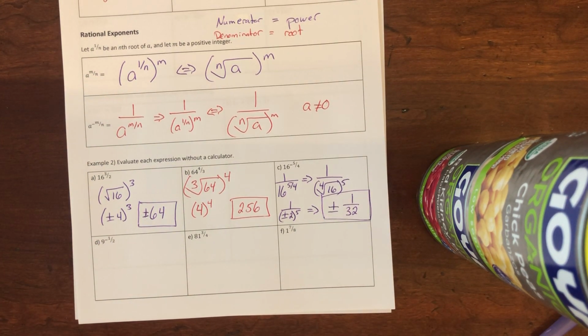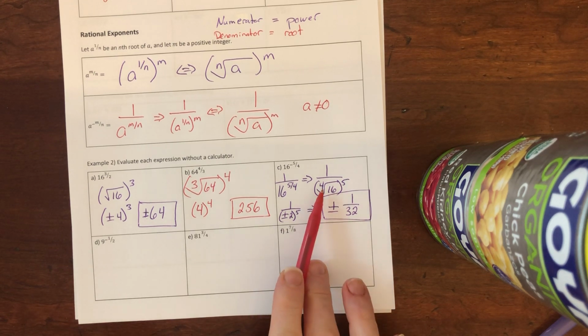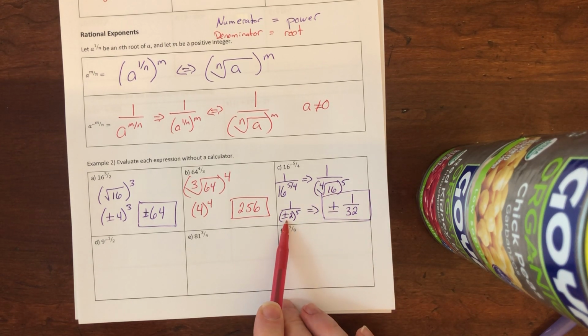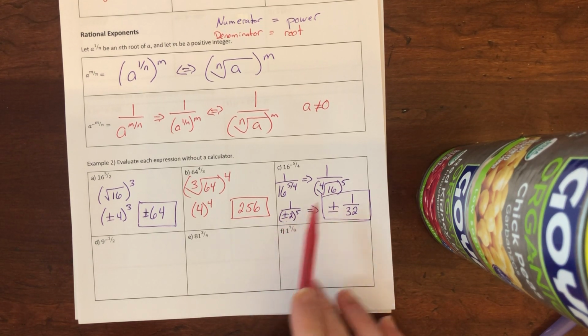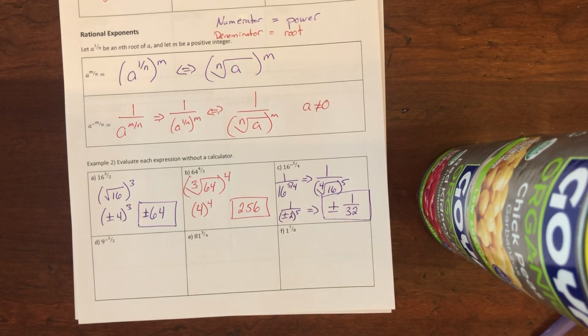All right, and these all come from our sheet here. You're taking the 4th root of 16, which is plus or minus 2. You're raising plus or minus 2 to the 5th power. We have plus or minus 1 over 32.